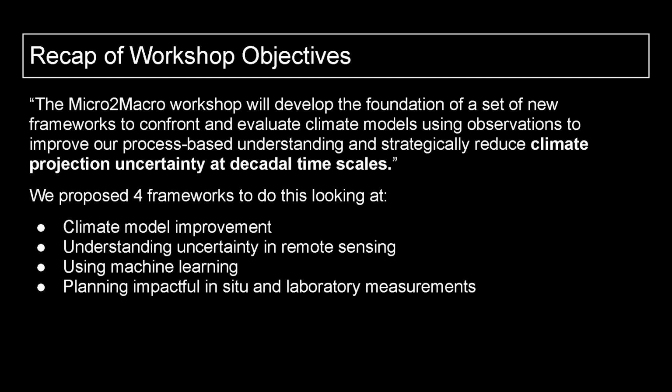So when we have observations where we can't really get up next to the thing we're trying to measure because of the way microphysics works, it's a little difficult to observe remotely. Machine learning as a way to deal with some of the parameterization issues that we're having, as well as potentially remote sensing. And finally, leveraging what we know now to plan impactful in situ lab measurements.